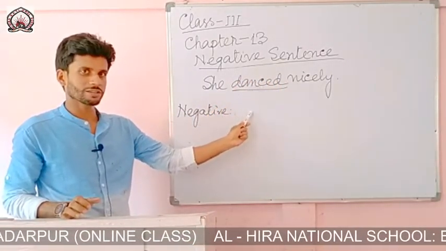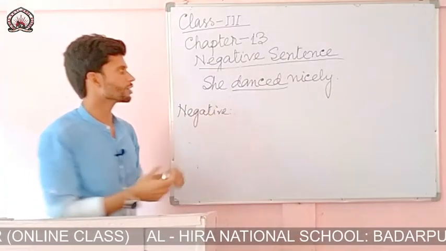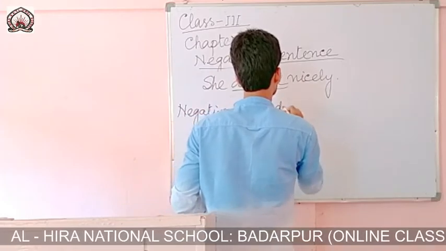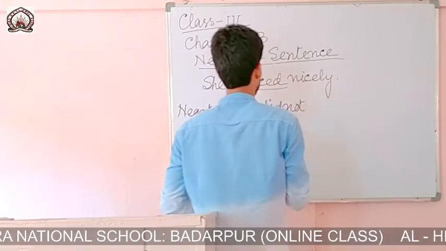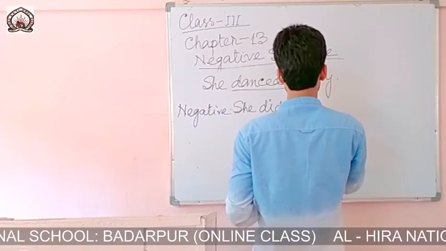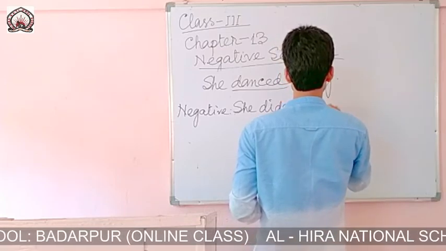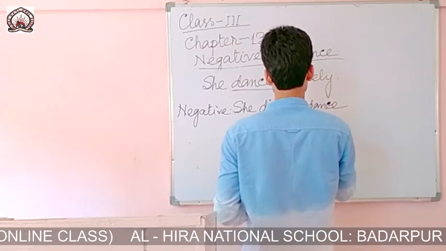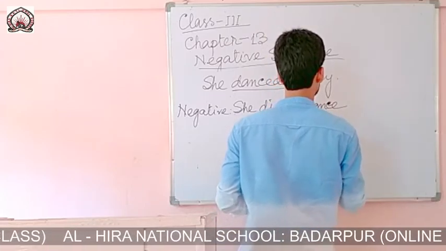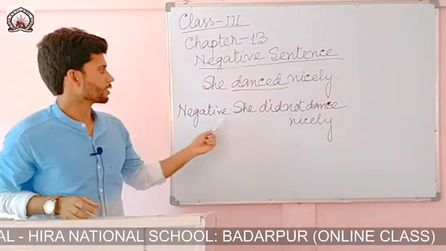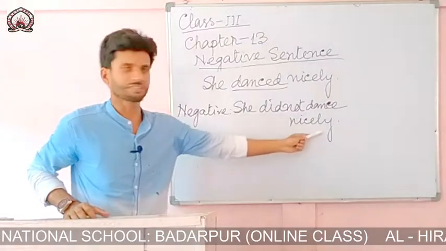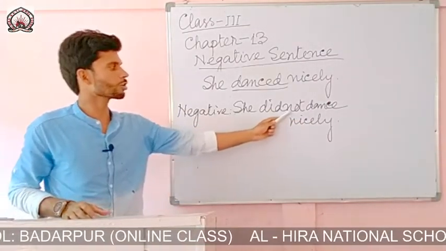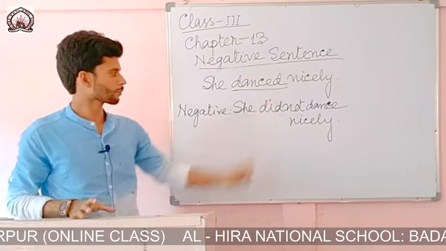So here again, the negative form will be she did not. She did not dance. Now the main form will come. She did not dance nicely. If you write she did not danced, it will be wrong.